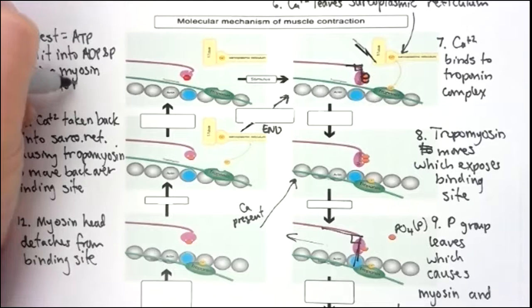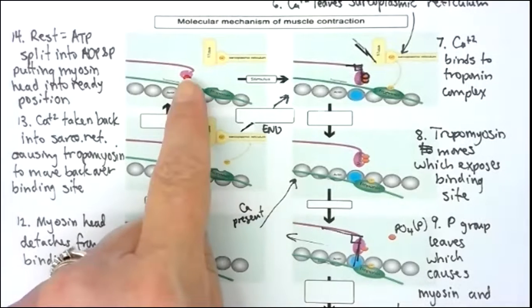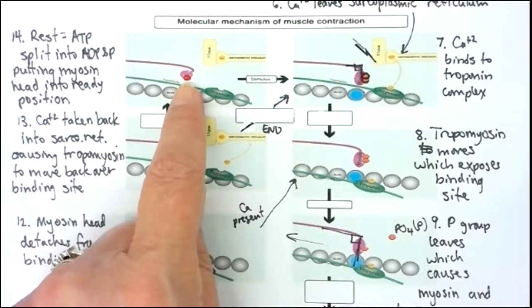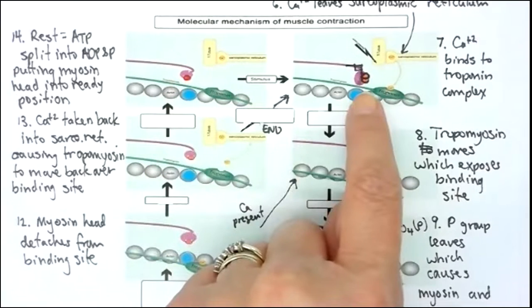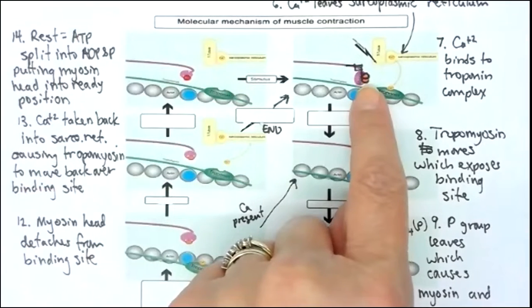Sometimes people call this, if you've ever shot a gun that has to be cocked, you have to pull that hammer back. Once that hammer's back, you can fire it at any point, but till the gun is cocked, it won't operate. That's what we have here. This is a myosin head that is not in the right position. When I split that ATP into ADP and phosphate, now it is. And then we're ready to go back to the nerve impulse.